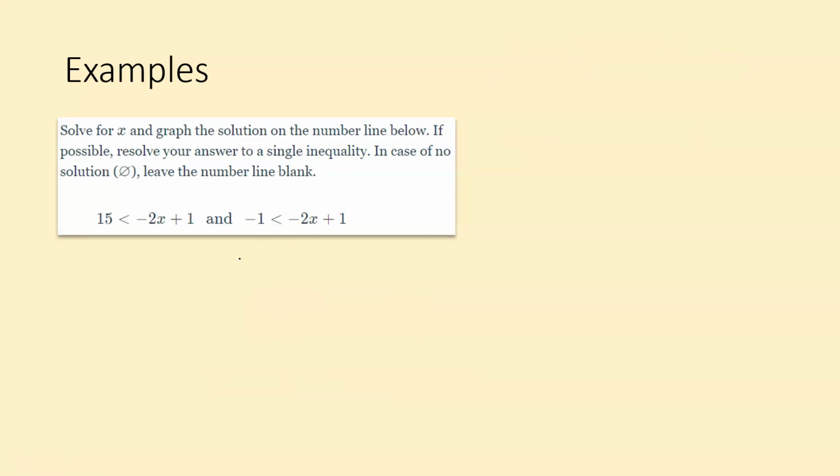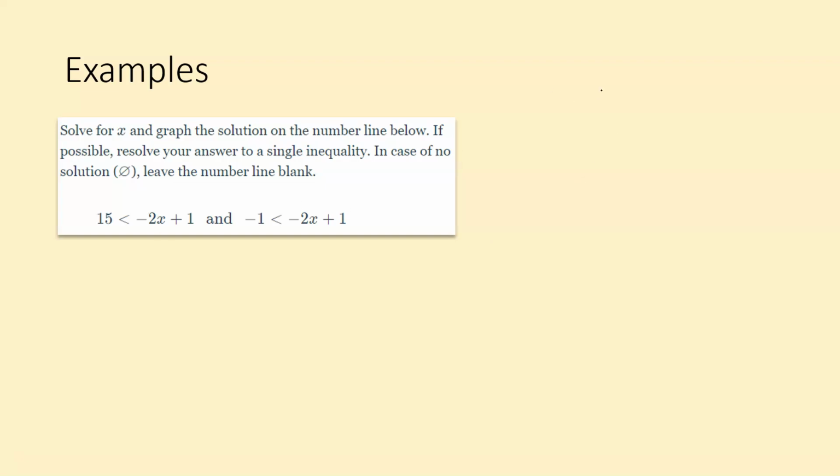Now let's take a look at this one. Notice this is an "and" statement. The same question here: solve for x, graph the solution on the number line below. If possible, resolve your answer to a single inequality. In case of no solution, empty set, leave the answer line blank.